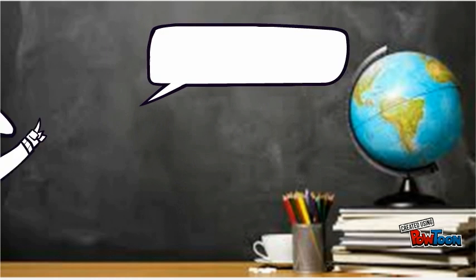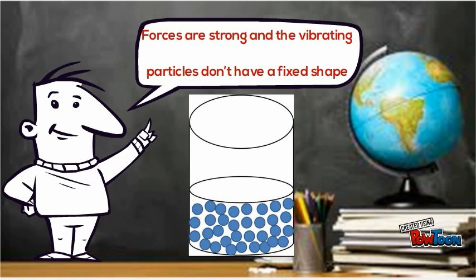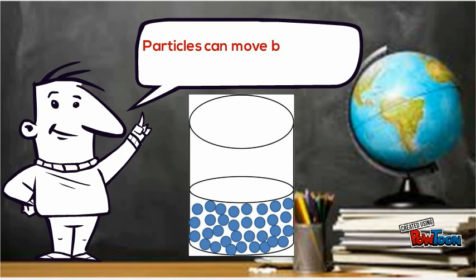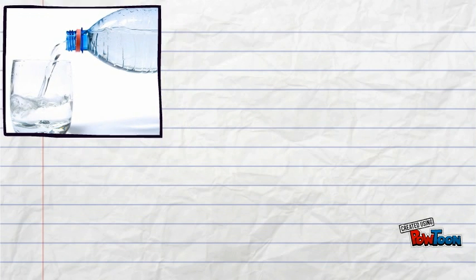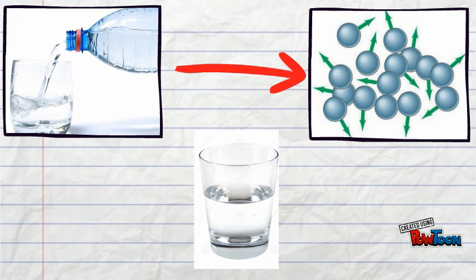Liquids. In liquids, the forces are strong, but the vibrating particles don't have a fixed shape. Liquids can flow and take the shape of the bottom of their container because the particles can move, but they are held close together. For example, when water is poured into a glass, the particles of water move over each other and into the corners of the glass. The particles keep on moving over each other as the water takes the shape of the glass.